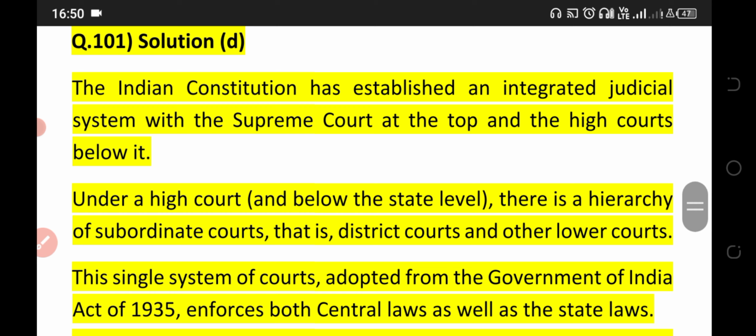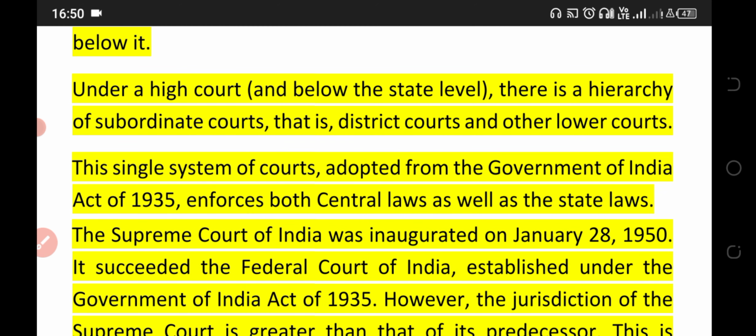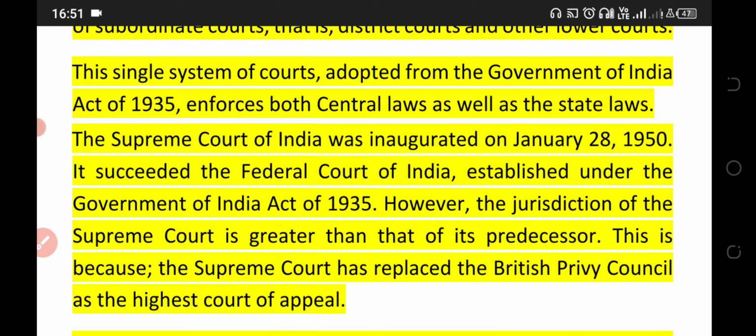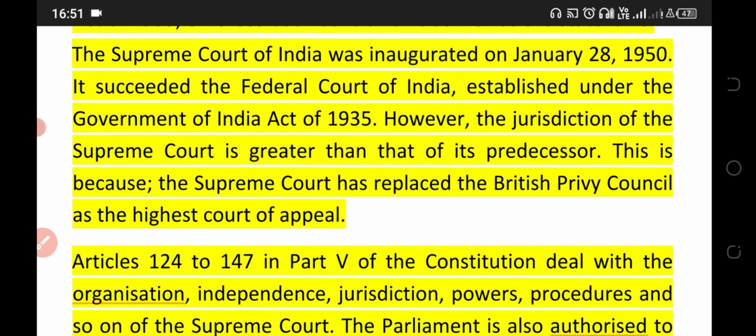The Indian Constitution has established an integrated judicial system with the Supreme Court at the top level and the High Courts at the middle level. Under a High Court, below the state level, there is a hierarchy of subordinate courts, that is district courts and other lower courts. The single system of courts adopted from the Government of India Act 1935 enforces both central as well as state laws. The Supreme Court of India was inaugurated on January 28, 1950, which succeeded the Federal Court of India that was established under the Government of India Act 1935. However, the jurisdiction of the Supreme Court was greater than that of its predecessor.